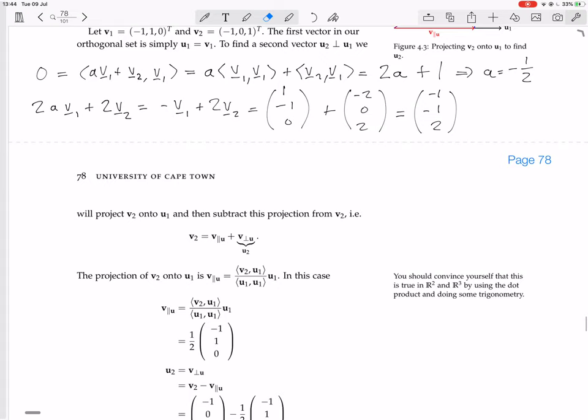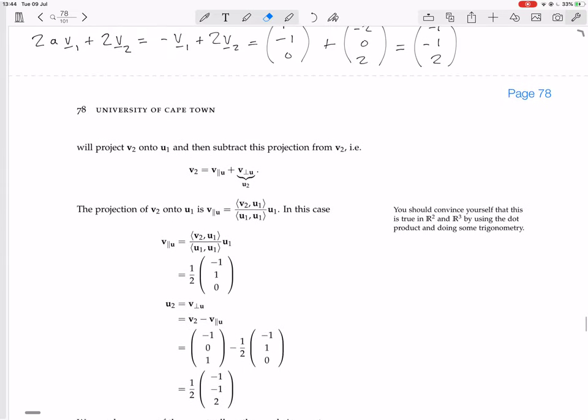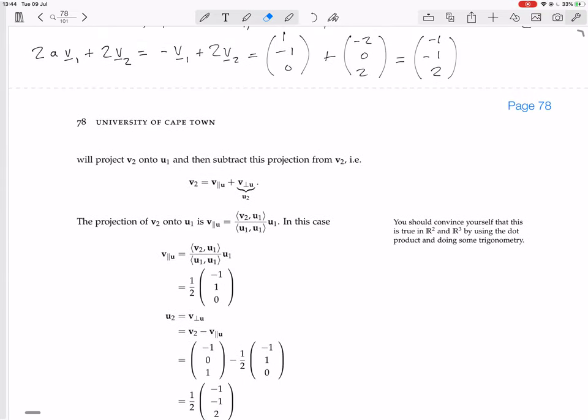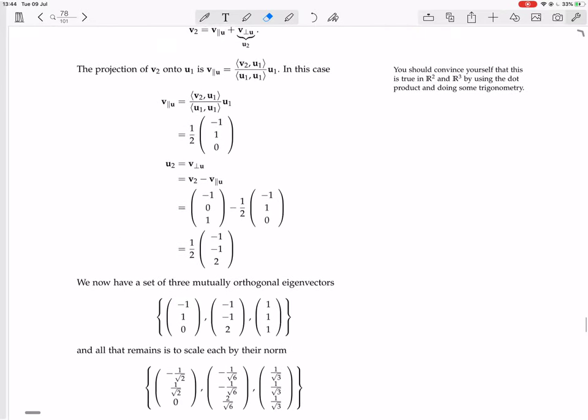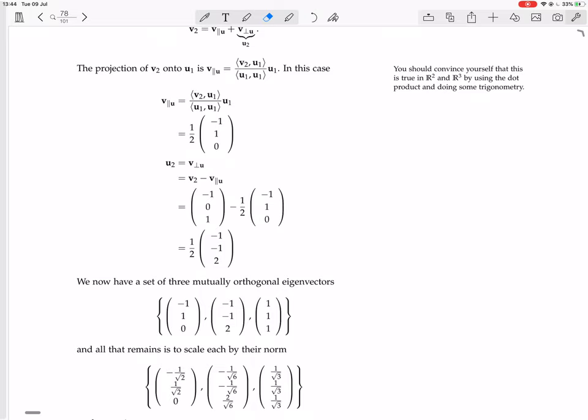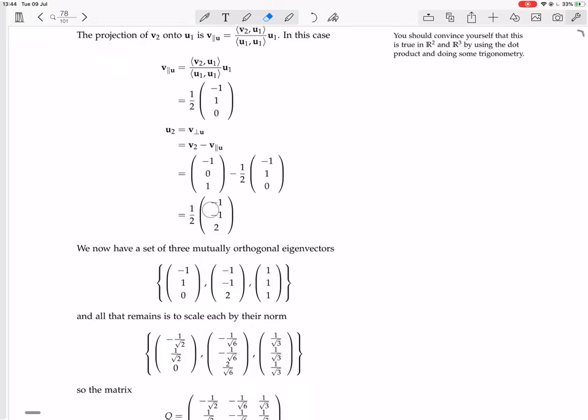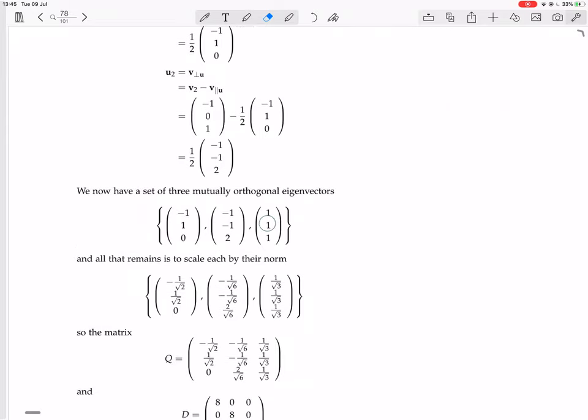I'm curious to see what vector they chose. They chose the same vector, minus 1, minus 1, 2. Cool. So now we have a set of three mutually orthogonal eigenvectors. They could have chosen a scalar multiple of this, but anyway, we have these three mutually orthogonal eigenvectors.